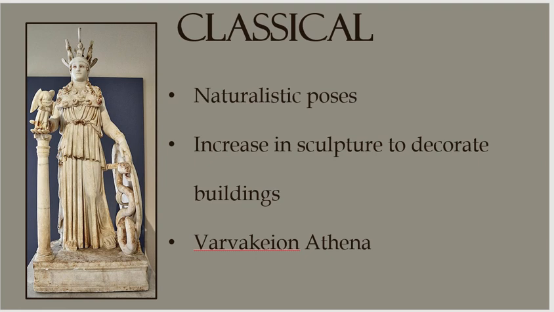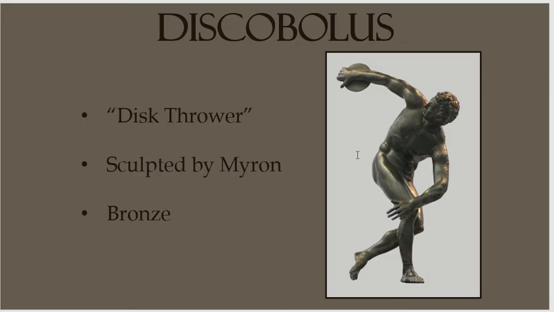And one of the most faithful reproductions is the Varvakeion Athena, as you can see here. This is made of marble, and it actually has traces of red and yellow paint. But this is what they believe to be the most similar to the large one that used to be in the Parthenon. And so now we're going to jump into a couple more examples of classical sculpture, starting with the Discobolus, which also means disc thrower.